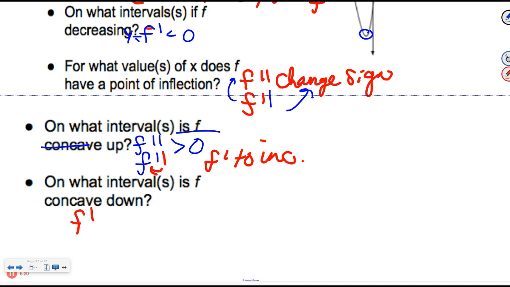Similarly for this one, I'd need f prime to decrease. If a function is decreasing, its derivative is negative. So that will give me those concave down intervals.